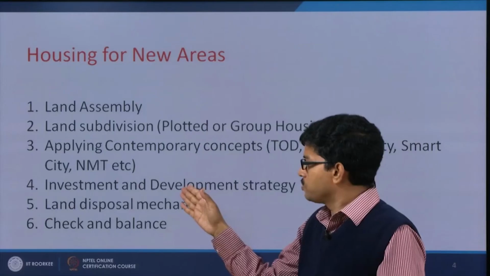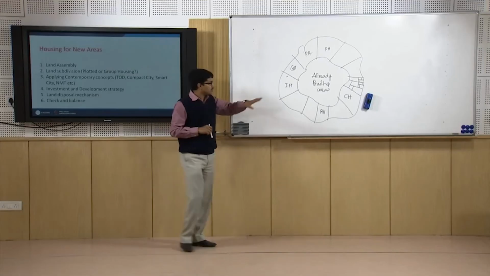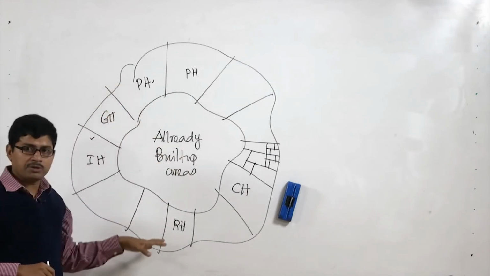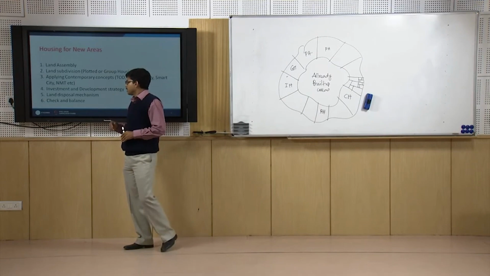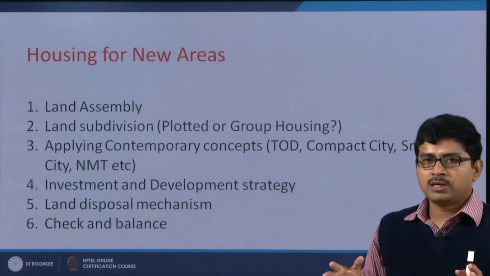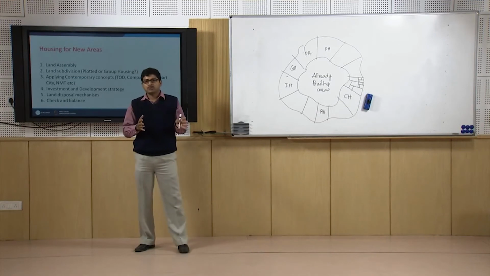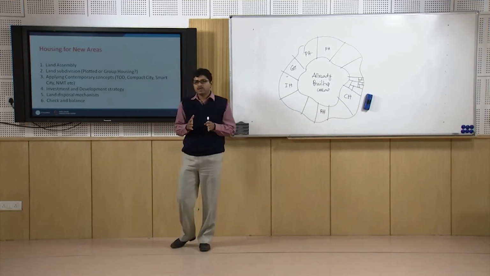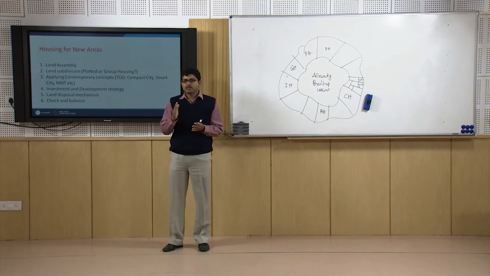Then we do the investment and development strategy. What kind of investment and development is required for each parcel of land: institutional housing, group housing, plotted housing, cooperative housing, or rental housing? What kind of housing will come, and then definitely how we dispose of the land parcel to the market. One approach to disposal is through a common transparent lottery process, where you just advertise the availability of the land to common people or private developers and dispose of it.